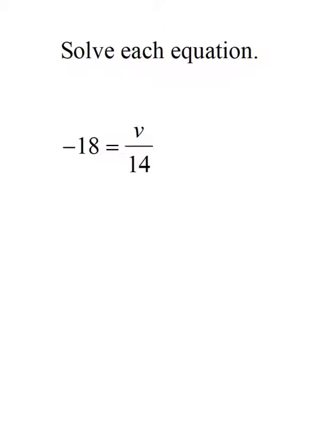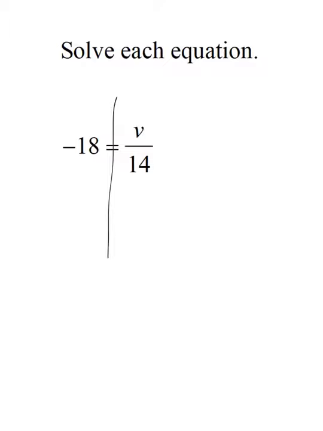All right, in this one, I have negative 18 is equal to v divided by 14. What I want to do when solving equations is look at both sides separately and ask myself, is there anything that I need to combine? Well, my left side only has one term and my right side only has one term, so there's nothing to combine. I'm ready to isolate the variable, that means get v alone.